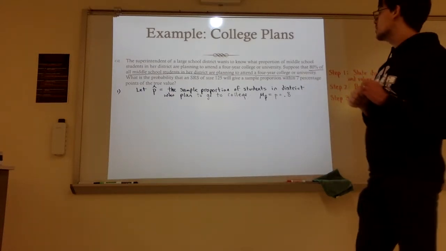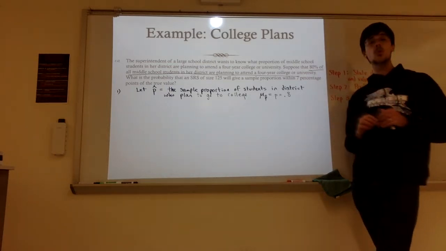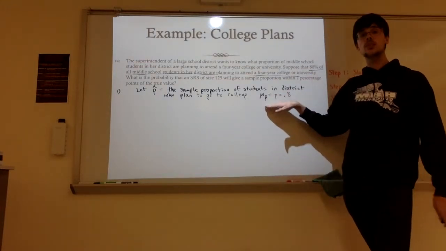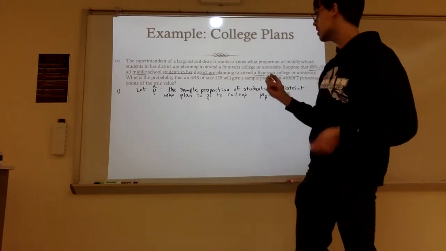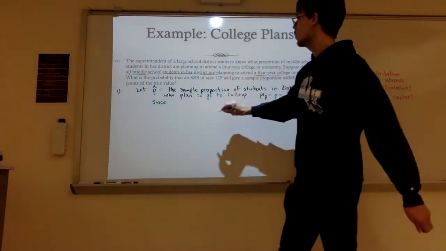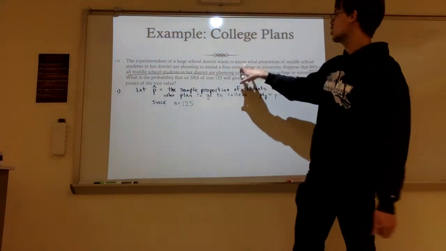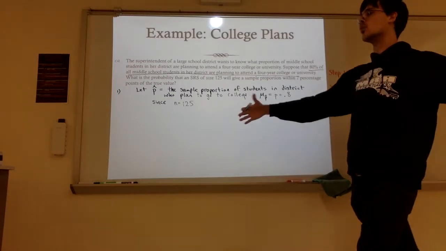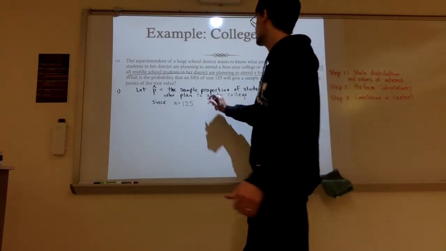We also want to find the standard deviation of the sampling distribution, but before we can do that, we have to establish our 10% condition. So for the mean, you just go straight to it, but for the standard deviation, you have to first establish that the 10% condition is satisfied. So since our sample size is 125, and it says this is a large school district. It doesn't say how many kids are in it, but it's reasonable to assume that in a really large school district, 125 is going to be less than 10% of all students.